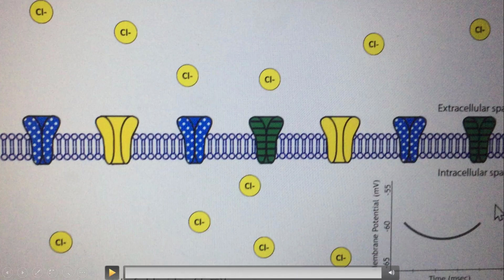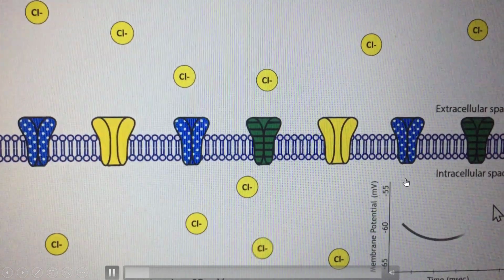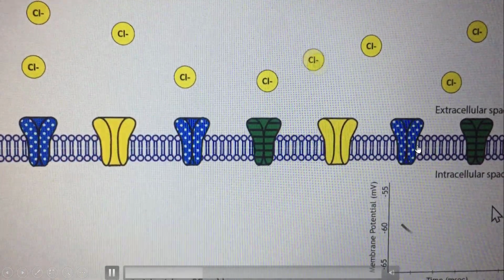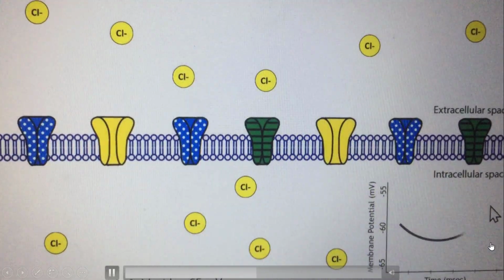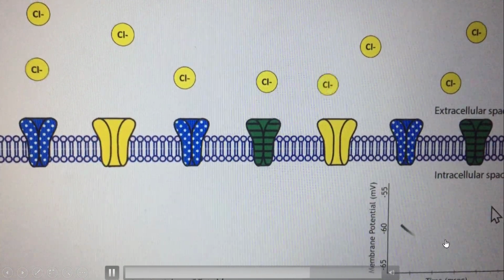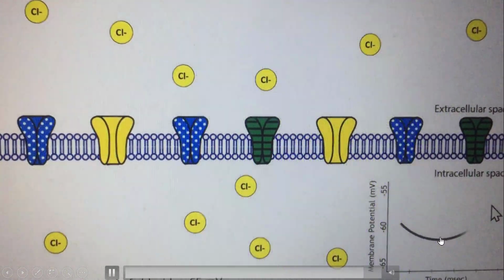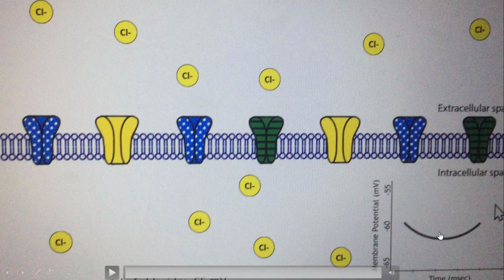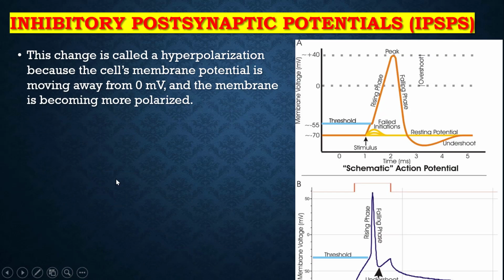You can see that the negativity is increasing. The potential spike in the graph is not going upward, but it is now going down, and the cell has become more negative. So this is called hyperpolarization. For the inhibitory postsynaptic potential, this change is called hyperpolarization.